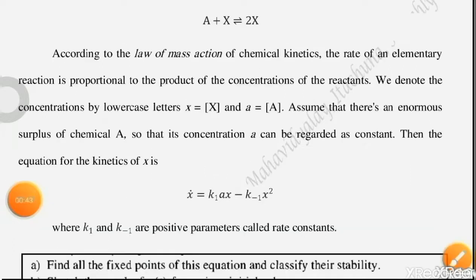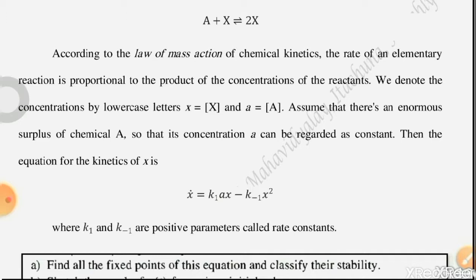Now suppose the lowercase letters denote the concentrations of the chemicals present in the reaction. That is, small x denotes the concentration of X molecules and small a denotes the concentration of A molecules. We also assume that there is an enormous surplus of chemical A, so the concentration of A molecules, that is small a, could be regarded as a constant.